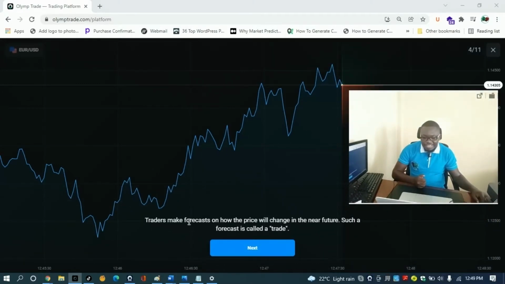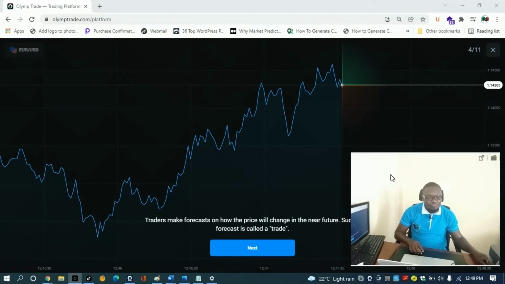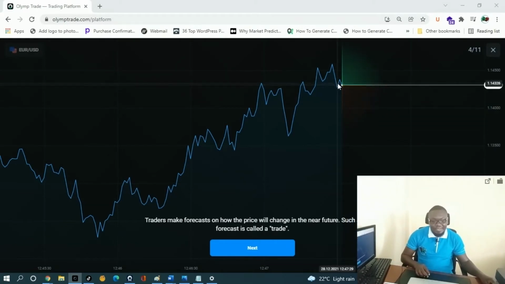Okay, so traders make forecasts on how the price will change in the near future. Such a forecast is what we call a trade. So if you're wondering how this trading thing happens, then there it is, very very simple and easily explained. You will make your forecast either that the price of this asset will rise or the price of this asset will fall. Let's not get ahead of ourselves. Let's just keep it at that: for you to trade, you have to make a forecast. That is either the price of the asset that you are trading.